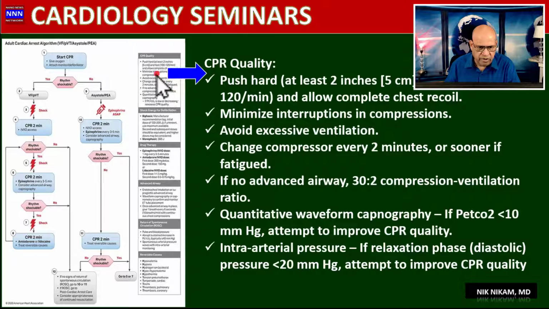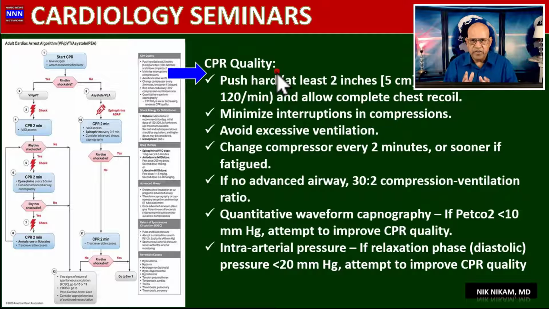Okay, let us start off with high quality CPR. They love to ask you questions on high quality CPR. What is high quality CPR? The chest compressions should be at least 2 inches or 5 centimeters. It should be at a rate of 100 to 120 beats per minute. Remember these numbers. Remember, they're all going to be questions. And allow complete recoil of the chest after each compression. Minimize interruptions between compressions and avoid excess ventilation.